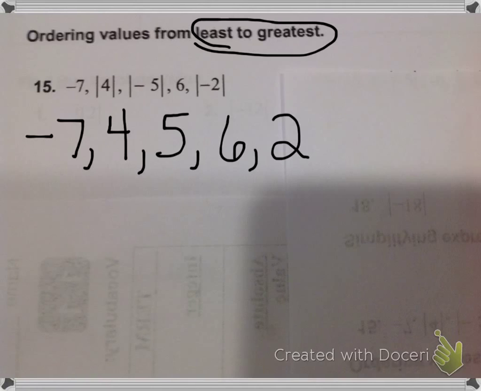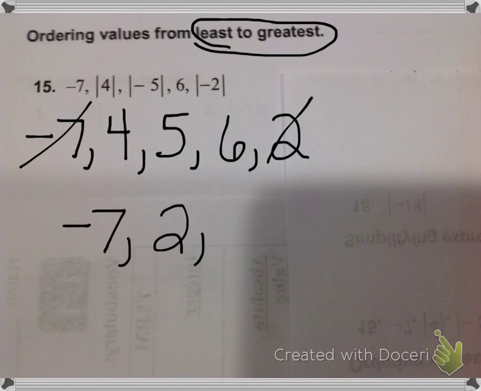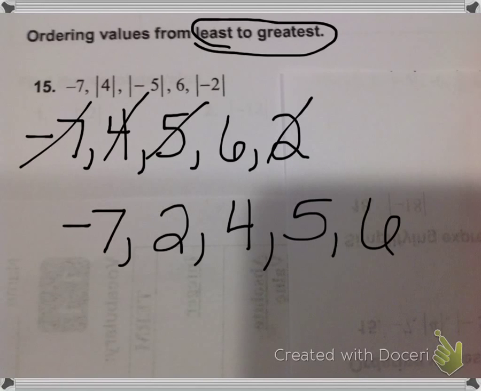Okay, so now which number there is the lowest? Think of money. What's the least amount of money that you could have? It's always easier to think in money. The least amount of money you're going to have is -7. And as I write the numbers, I cross it out. This way I don't use anything twice. I don't get confused. The next lowest amount would be 2. Okay, then we have 4, and then 5, and then 6. Okay, and there are your numbers ordered from least to greatest.